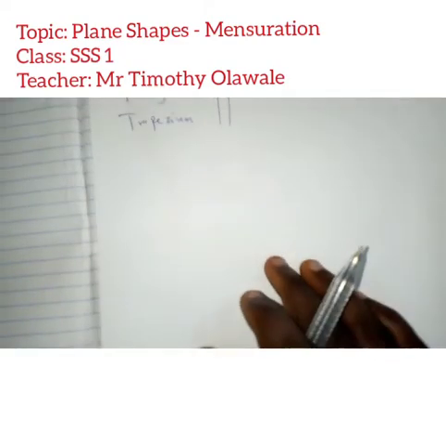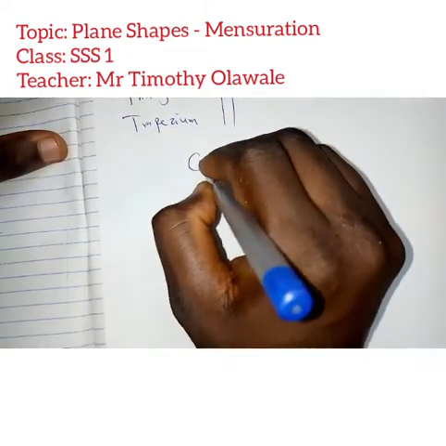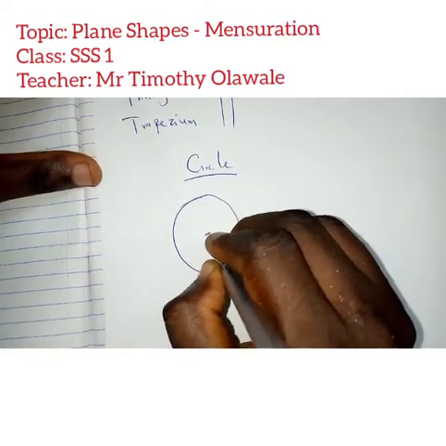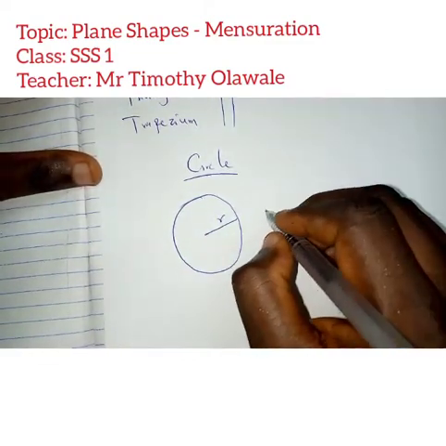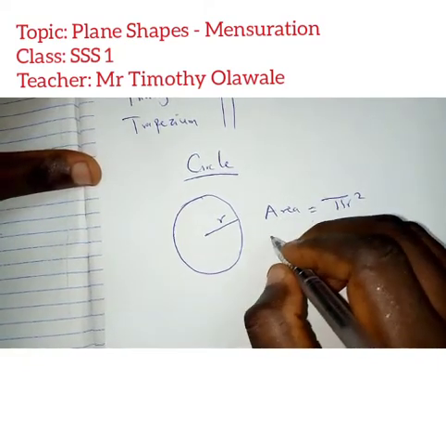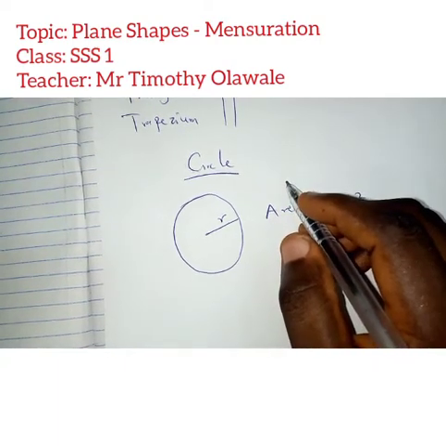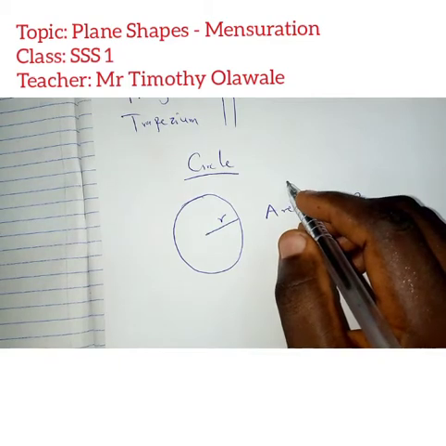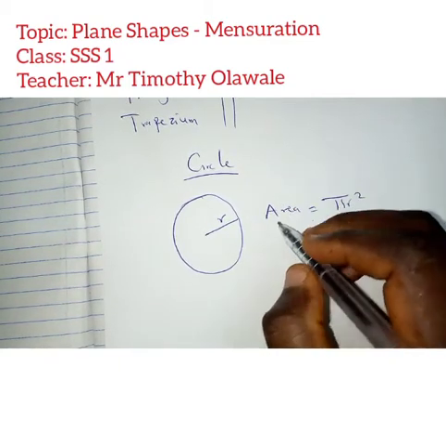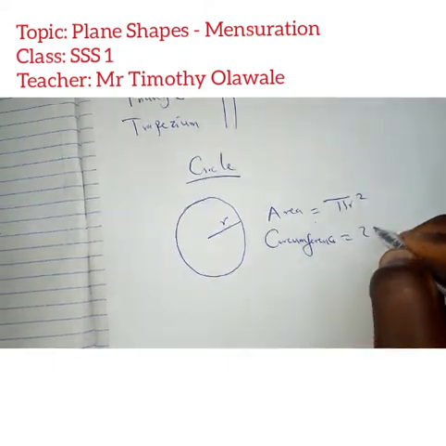You should have been aware of this before. Every student knows a circle. We have something like this. This is a radius. We know the area of a circle is pi r squared, and the perimeter, which is the distance around the shape. But for a circle, we don't call it perimeter, we call it circumference. So the circumference is 2 pi r.